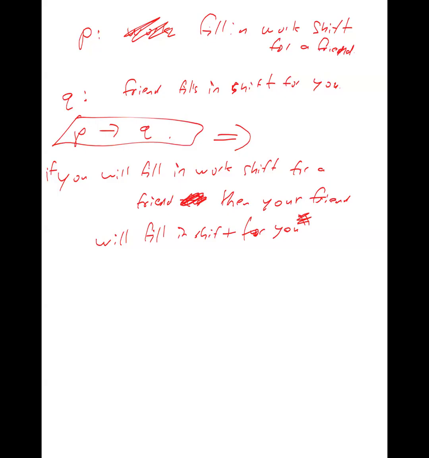So now does that make more sense? So let's just think about how that works. If P implies Q, that means that if I fill in a work shift for a friend, then they'll fill in my shift for me. So like if I wanted to have my shift off on my birthday, I would talk to a friend and I'd say, I'm going to do an extra shift for you before my birthday. Then on my birthday, you can do my shift for me. Does that make sense? So one thing implies another thing.